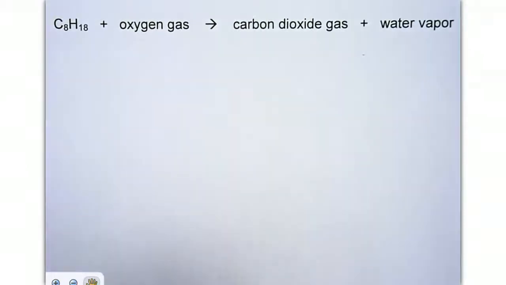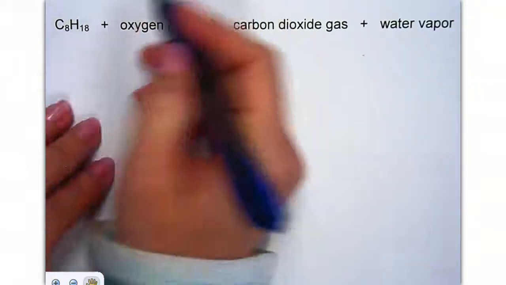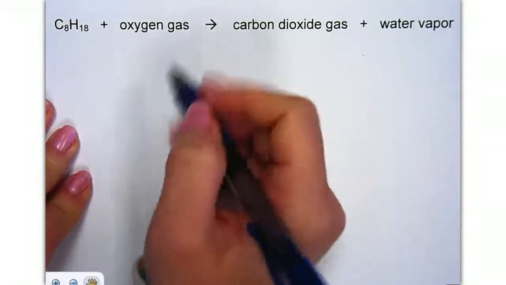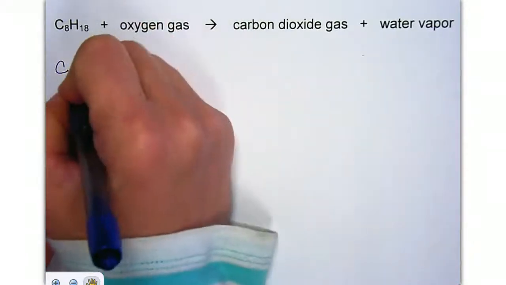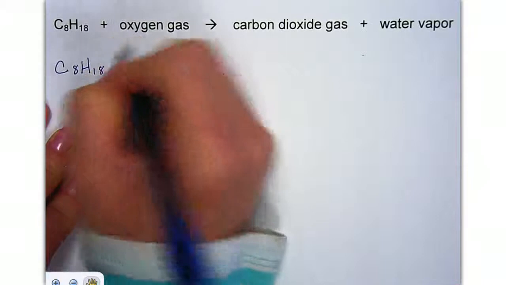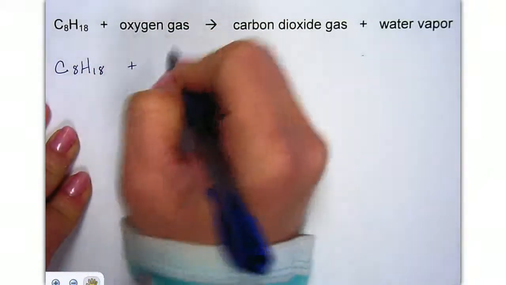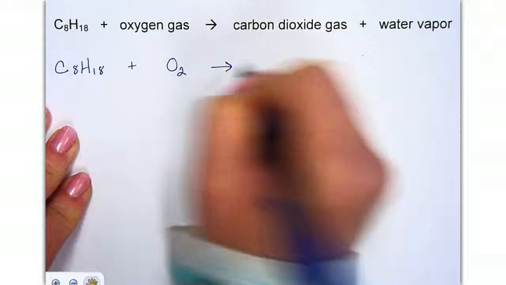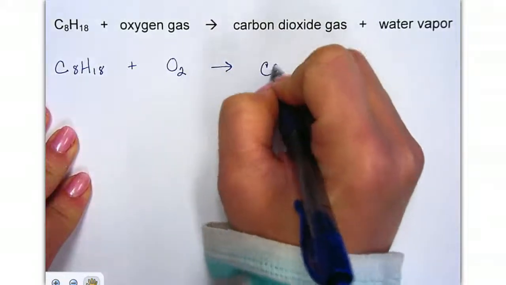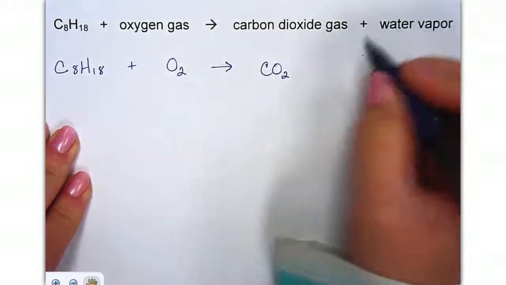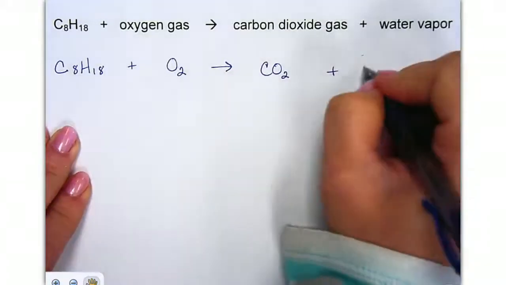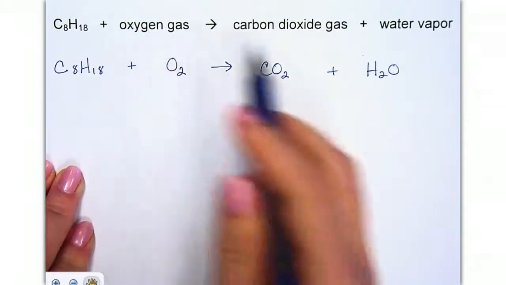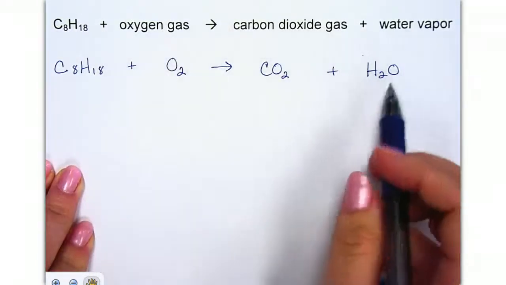One more example. This one is C8H18, which is gasoline, octane gas to be specific. We need to translate this one. C8H18 plus oxygen gas. Oxygen is a diatomic, so it needs a 2. Yields carbon dioxide gas, CO2, plus water vapor, which is just water, H2O. I know that they say gas here, and water vapor is a gas also.